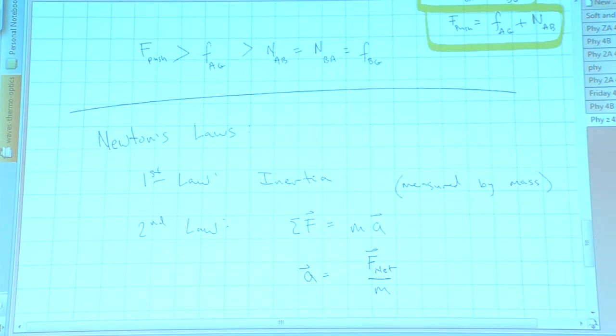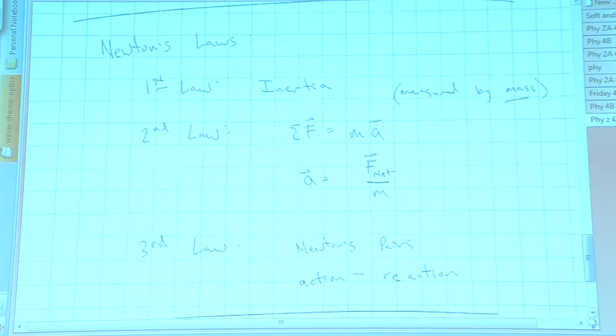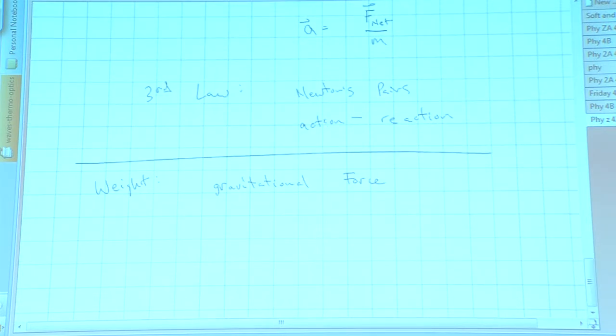right here. When we talked about inertia, we said, how do we measure inertia? Mass. Then right here, F equals ma. We have a mass in that equation, right? So what is mass? Mass is how much stuff something is made of.